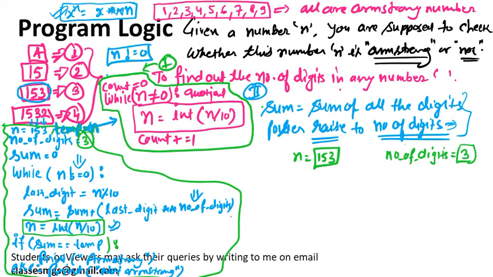Okay, so let's try to run this. Let n be 153, and the number of digits you got through this logic, let's suppose, is 3. Now sum is 0. I am creating the sum variable here, and it is initially 0. Now let's run this. Number 153 is not equal to 0, that means the condition is true.